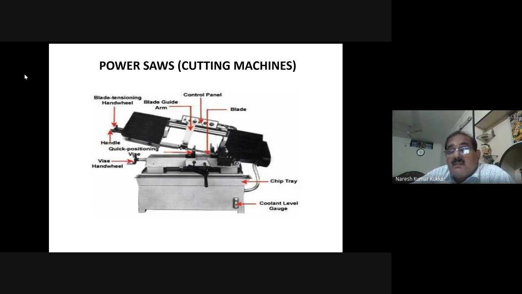Sometimes small power saws are also used, with rotating blades, or sometimes a fixed blade moving in an upward or downward direction. Sometimes a continuously moving blade is there, and sometimes the surface is moved and the blade is fixed. So different types of things are used in this.